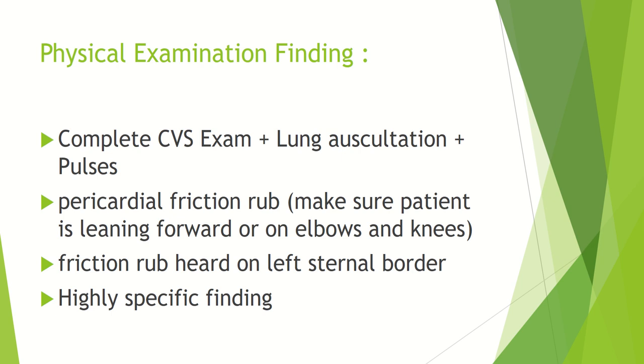On physical examination, you will do a complete cardiovascular examination if you have time, do lung auscultations, also do pulses and bruits. Or in complete CVS examination, you also do a JVP exam. What is the specific finding? You're looking for a pericardial friction rub. Make sure that the patient is leaning forward and the friction rub is heard on the left sternal border.